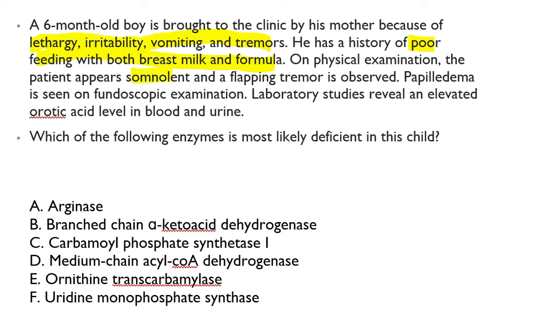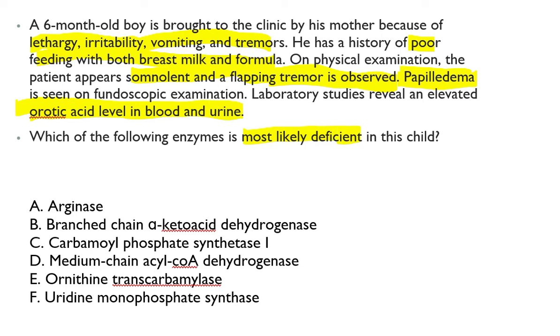The patient appearing somnolent and flapping tremors, more evidence of maybe malnutrition or neurologic defects. Papilledema, elevated intracranial pressure, more evidence of neurological defects. But really the most important part in terms of narrowing down our differential is the elevation of orotic acid level in the blood and urine. So which of the following enzymes is most likely deficient in this child?